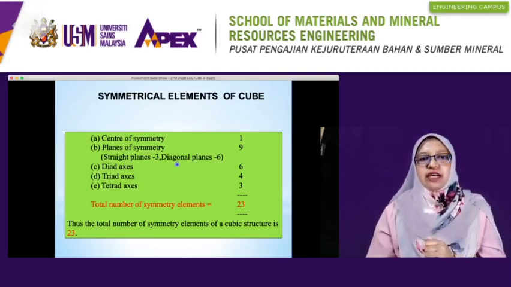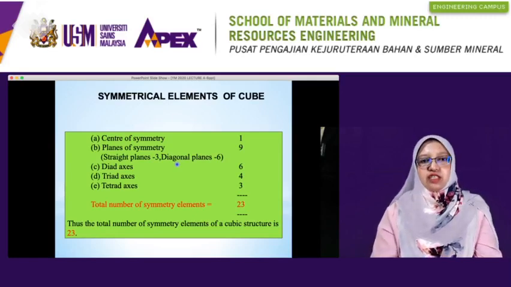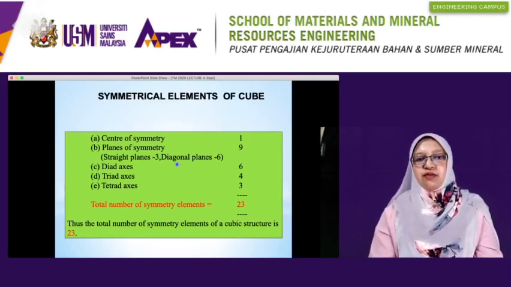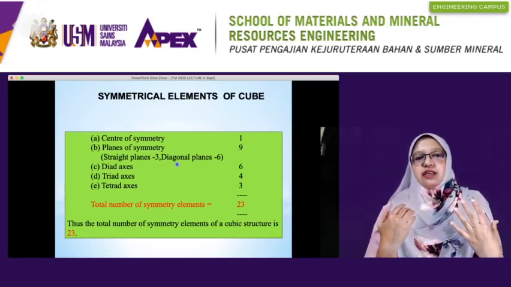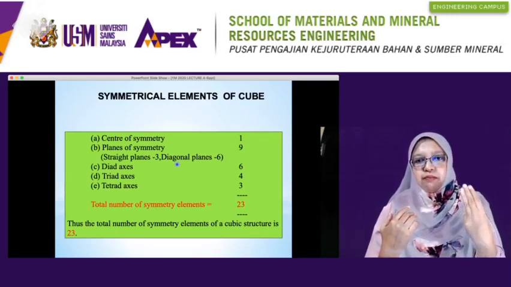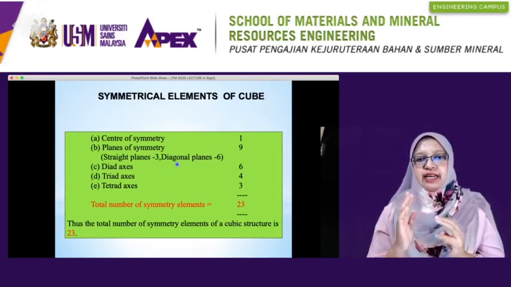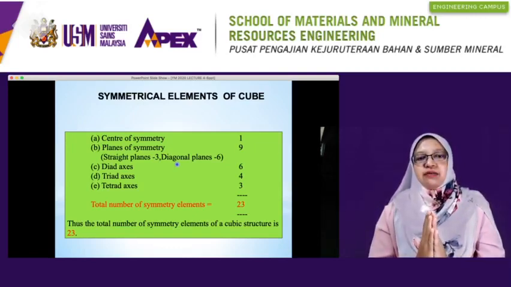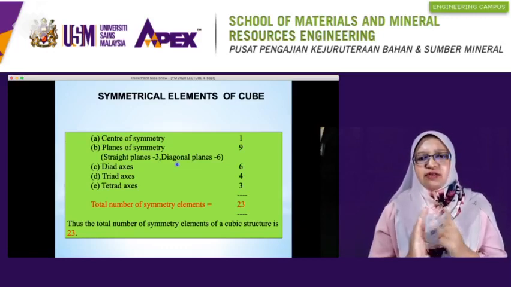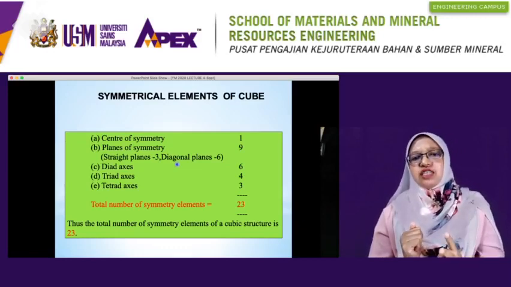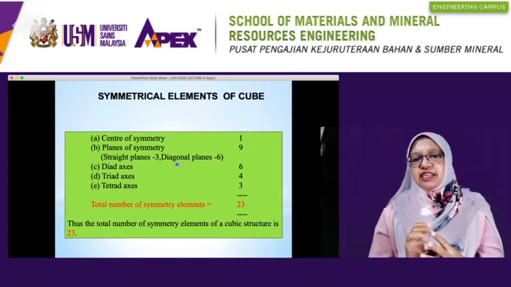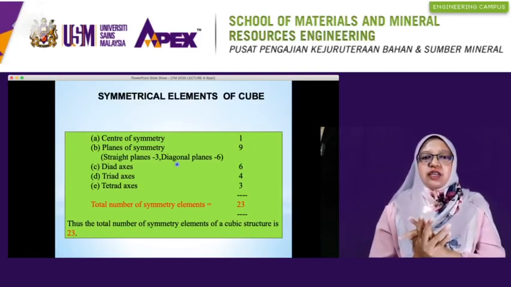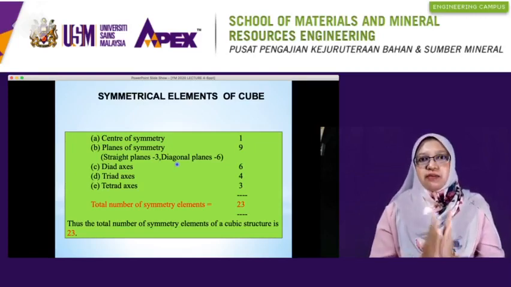For a cube, there are 9 planes of symmetry. If you remember, just now we learned there are 3 parallel planes of symmetry and 6 diagonal planes of symmetry on a simple cube. Then we have dyad axes. We have 6 dyad axes, 4 triad axes, and 3 tetrad axes. So in total, there are 23 symmetry elements for a cube.